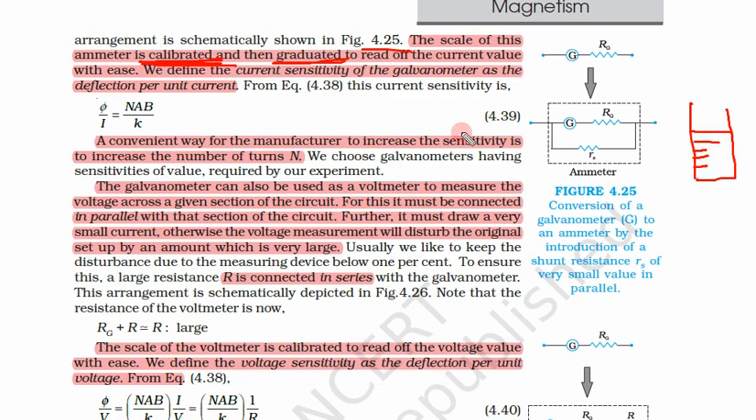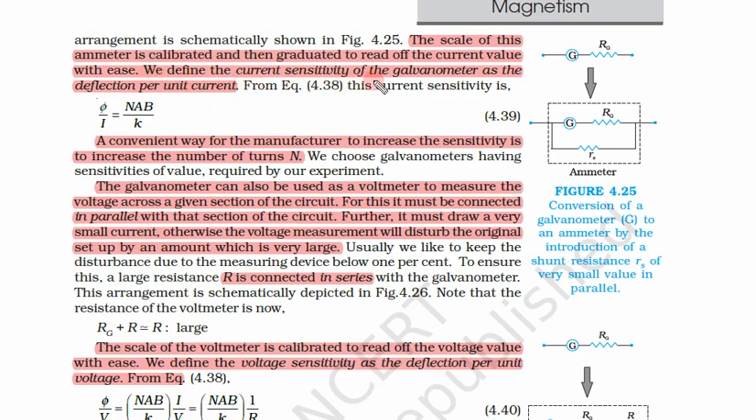This is called graduation, that means marking. So what we do, we first calibrate, then graduate, that means put markings there, that this is 1 ampere, this is 1.1 ampere. So after calibration and graduation, we can read the current value with ease. With the help of this, we can read accurately the current with the calibration, and with graduation we can easily read the current like 1.1 ampere, 1.2 ampere and so on.